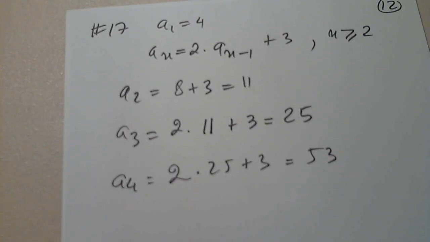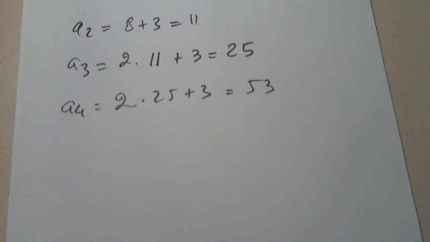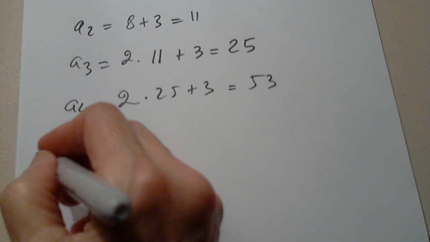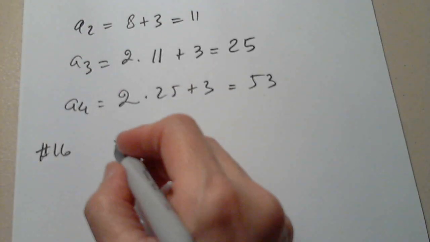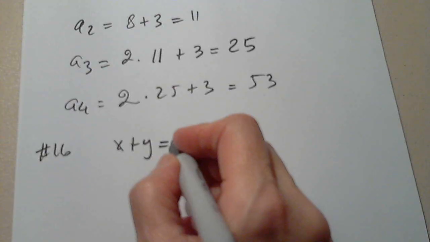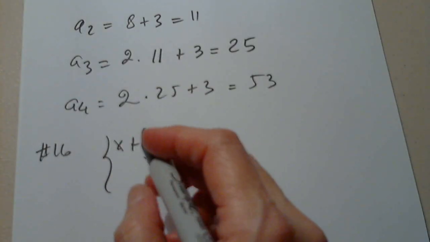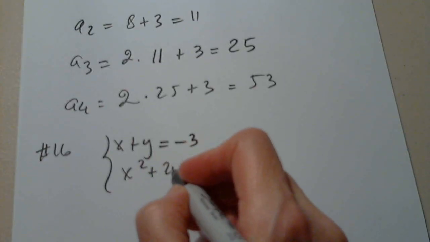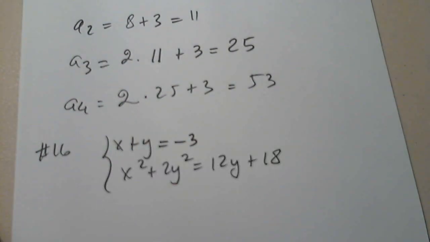We're ready? Can we do 16? Yes, 16. Where are you? 16. Good. So we have x plus y equals -3, and x squared plus 2y squared equals 12y plus 18.